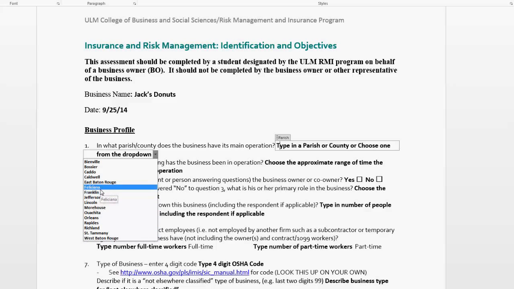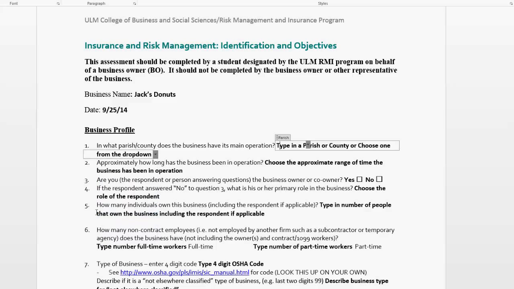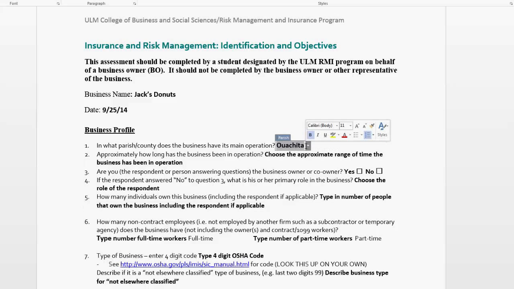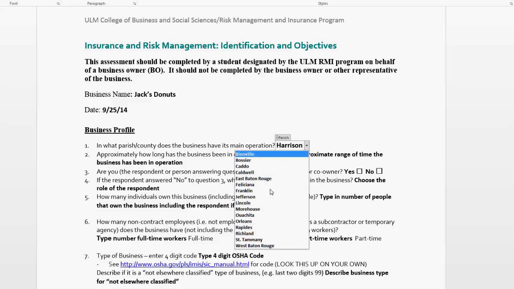Obviously there are exceptions, so let's just pick Ouachita. But if you did pick a county, or you have a business that's located outside of Louisiana and it's in a county, just type in that county. But I'm going to go back to Ouachita.